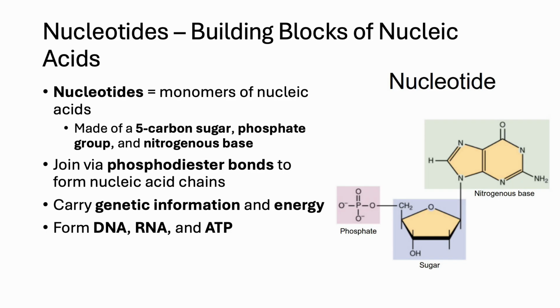Nucleotides are the building blocks of all nucleic acids. Each nucleotide includes a sugar, either ribose or deoxyribose, a phosphate group, and one of the five nitrogenous bases: adenine, thymine, cytosine, guanine, or uracil. These nucleotides link together in long chains to form DNA or RNA, storing and transmitting genetic instructions. But nucleotides also serve other purposes. ATP, for example, is a single nucleotide that stores energy. So while nucleotides are best known for genetics, they're also crucial for powering cellular functions.